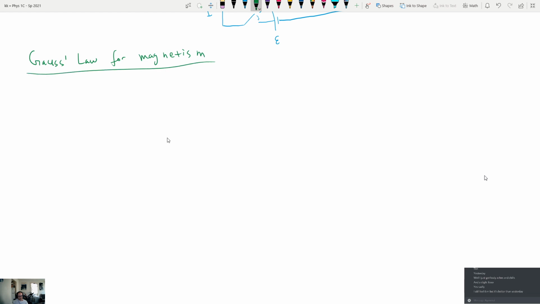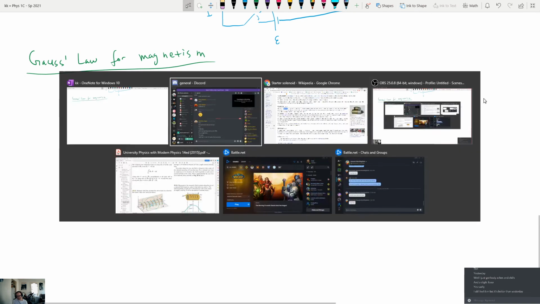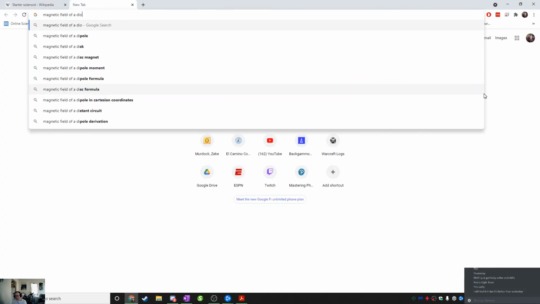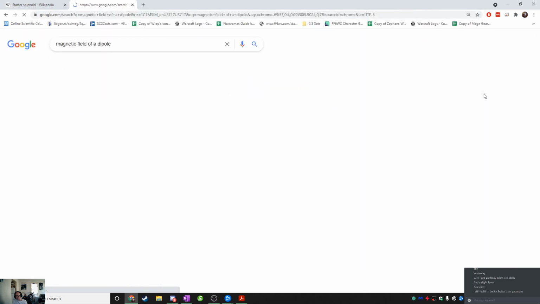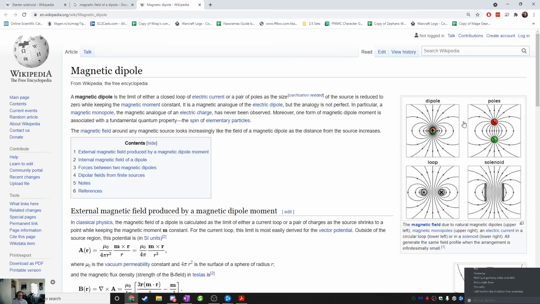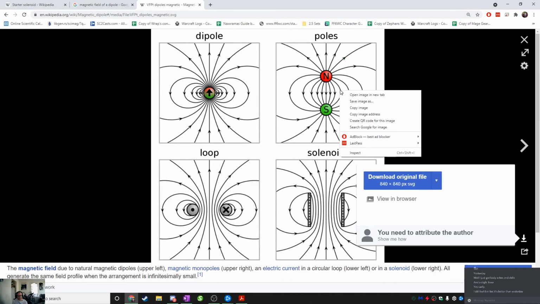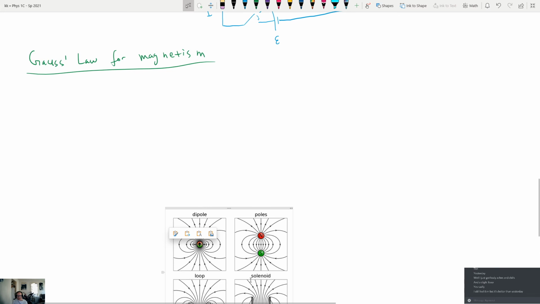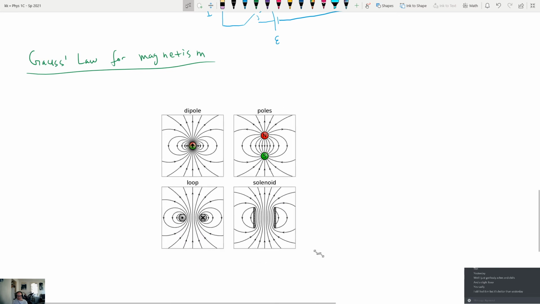So if I have a magnetic field, let's take, for example, the magnetic field of a dipole. Can I just get a picture? I don't want to draw one, because it's going to look really bad if I do. So let's just use that one. It doesn't really matter what we use. Okay, so let's look at these magnetic fields.